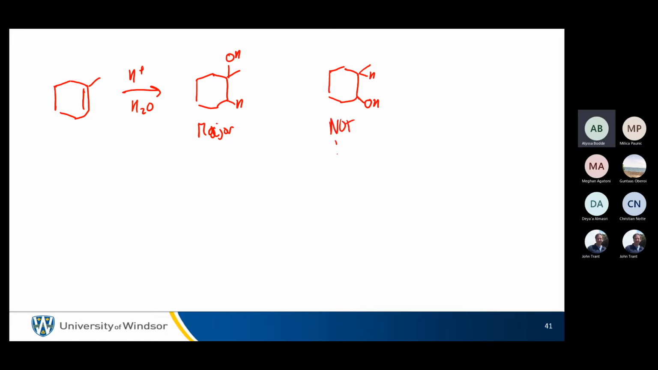Okay. So what does regio mean? Stereo is like R/S on a carbon. Regio is which carbon are you attacking? So this one is attacking this carbon versus that carbon. So this is regioselective. Okay, got it. Yeah, so it's geography versus arrangements in space. Okay. Cool. Thank you.